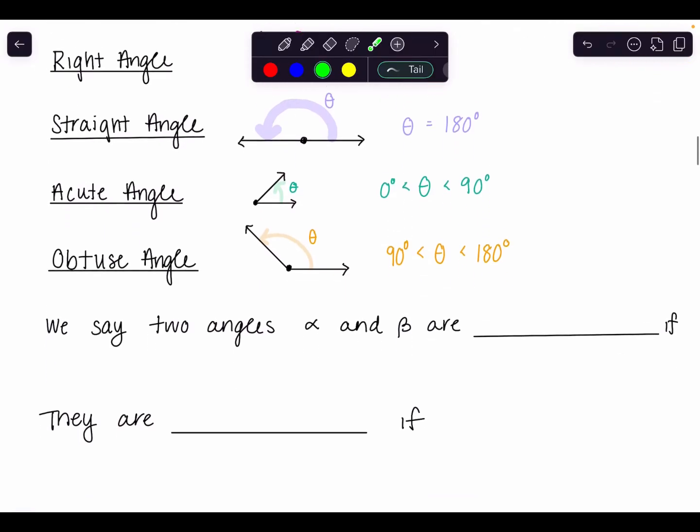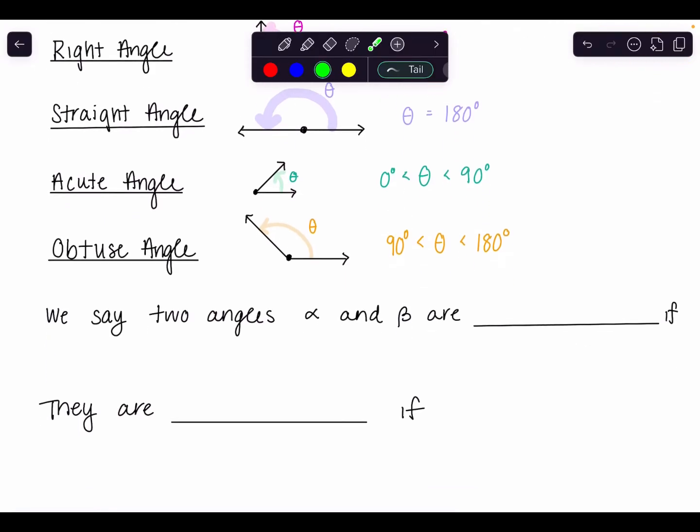But now if we're talking about two angles in conjunction with each other, we say two angles, alpha and beta, are complementary.